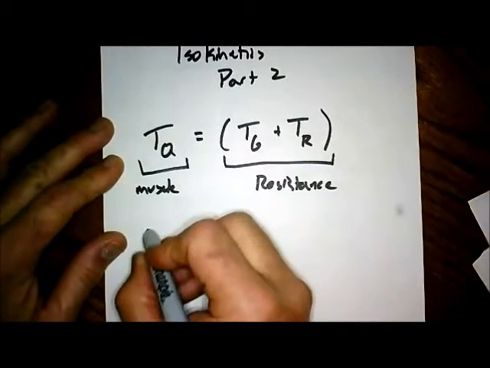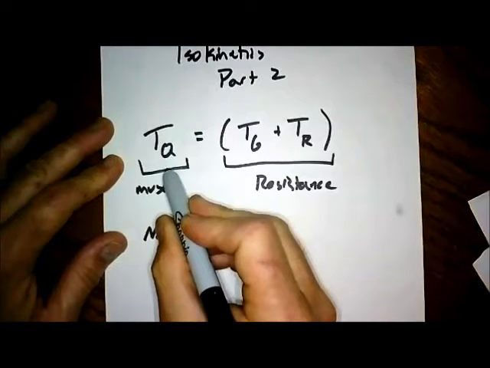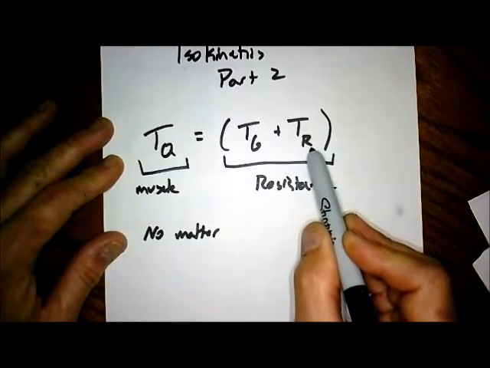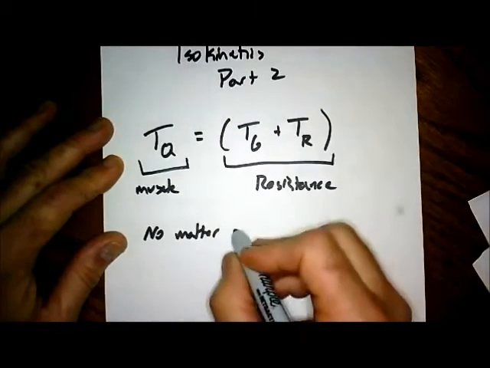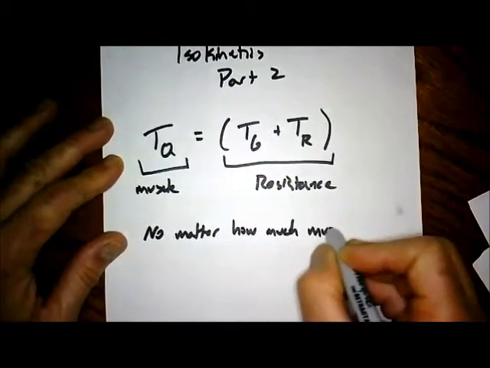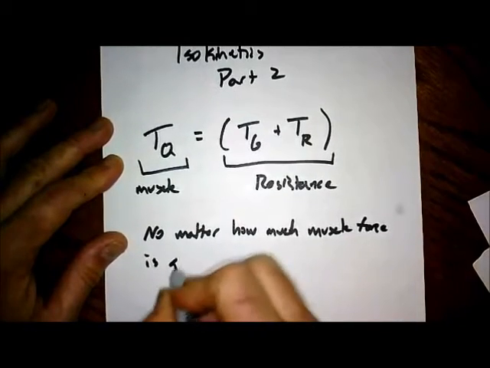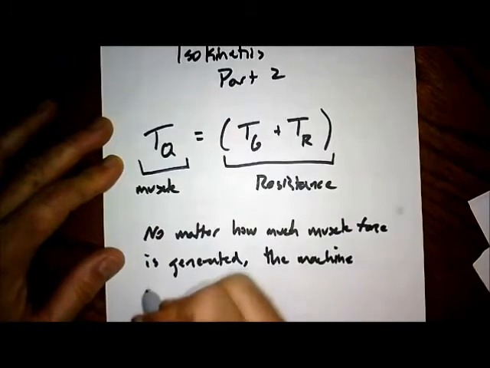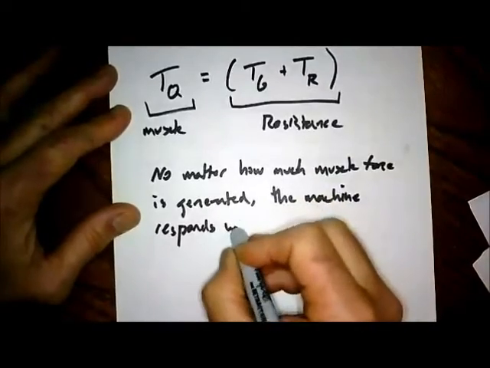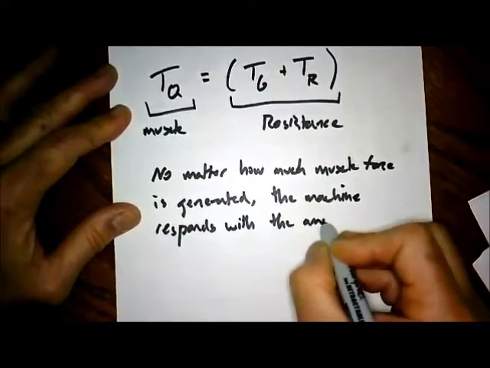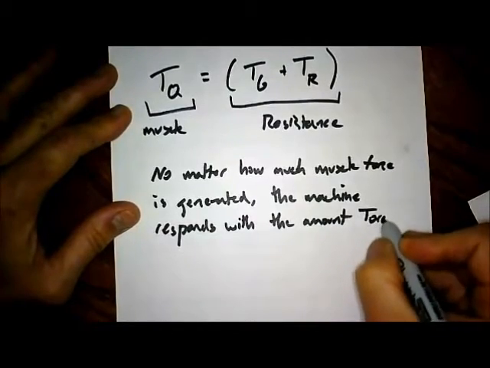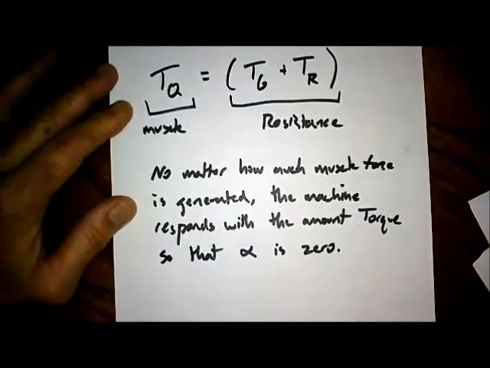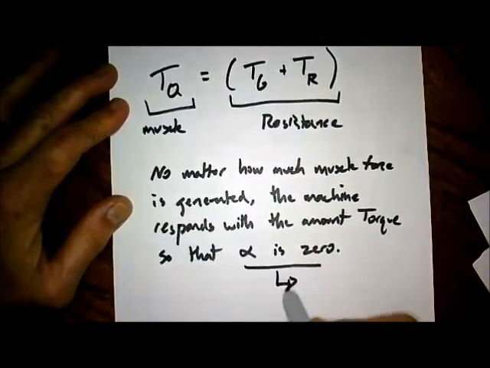What this means is no matter how hard the muscle or how much torque the muscle is generating, the machine will respond to match that torque so that the torques add up to 0. Okay, no matter how much muscle force is generated, the machine, in this case I'm using a machine, responds with the right amount of torque, right amount of force times moment arm of torque, so that angular acceleration is 0. That's isokinetics. Angular acceleration is 0 means velocity is constant.